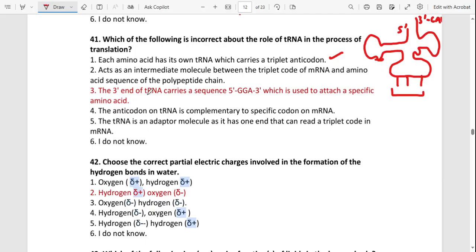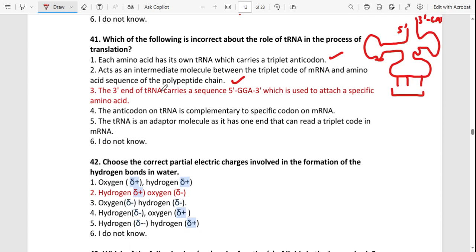Option 2 is saying it acts as an intermediate molecule between the triplet codon of mRNA and amino acid. This is true. The mRNA gives you the codons, you use those codons to tell what amino acid you are going to get, and the tRNA is what gets them.